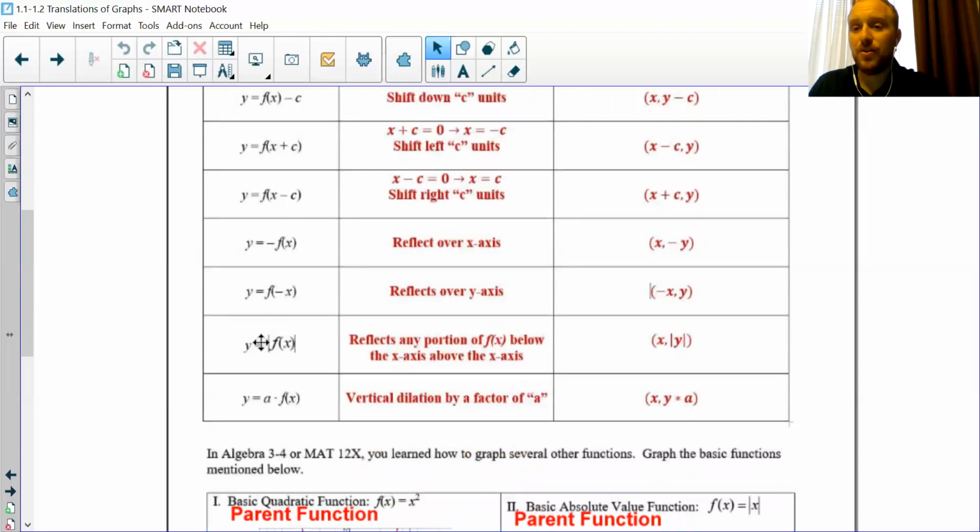If we have an absolute value of a function, it's being reflected. A portion of f of x is being reflected over the x-axis, above the x-axis. So all the outputs are going to be positive. So you'll notice that all of our y values will always be positive if this is an absolute value. Okay. And then a vertical dilation tells us how much our y value is being multiplied by. So let's say this a value here was a 2, our y value would be twice that, would be double, okay?